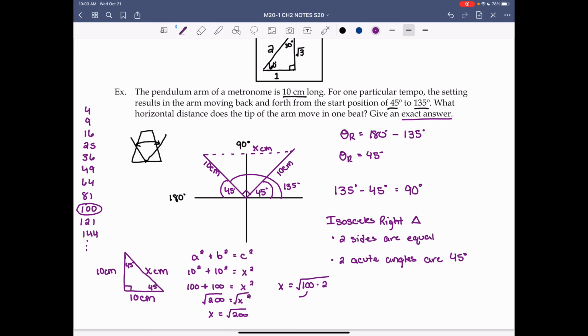And then we can take the square root of 100 because it's a perfect square. So we get x equals the square root of 100, which is 10, and then square root 2 centimeters.